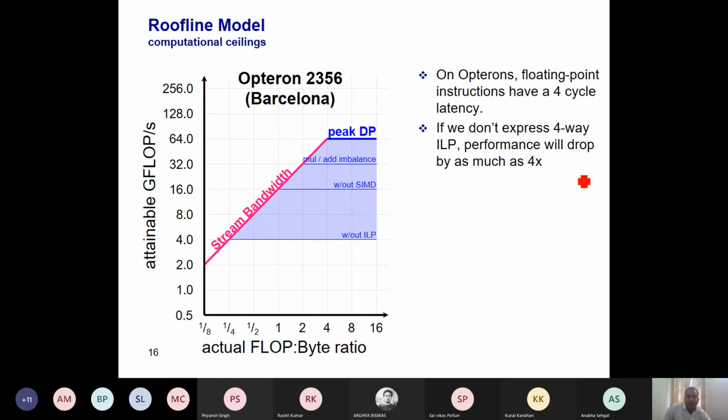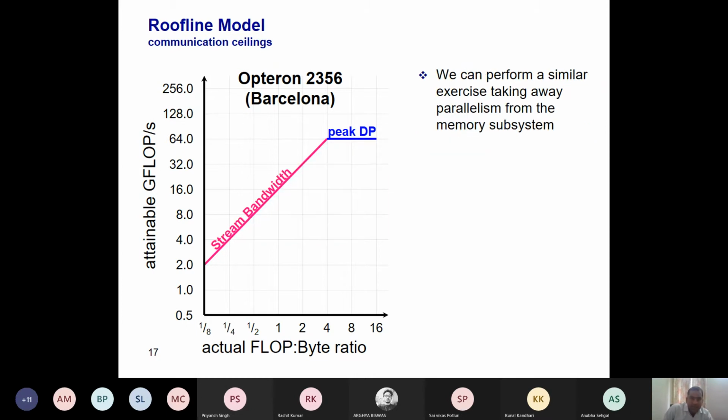Now, similarly, on Opteron floating point instructions have a 4-cycle latency. Now, if your code does not have 4-way ILP, where ILP is instruction level parallelism, that means how many instructions a core can execute in parallel, and you can't exploit that ILP, then performance will further reduce by 4 times. Instead of having 4 floating point instructions going at the same time, you have only 1 floating point instruction going at a time. So that's why your performance will further come down.